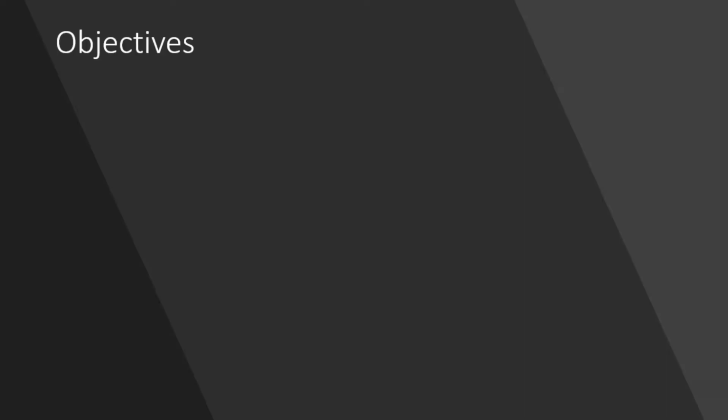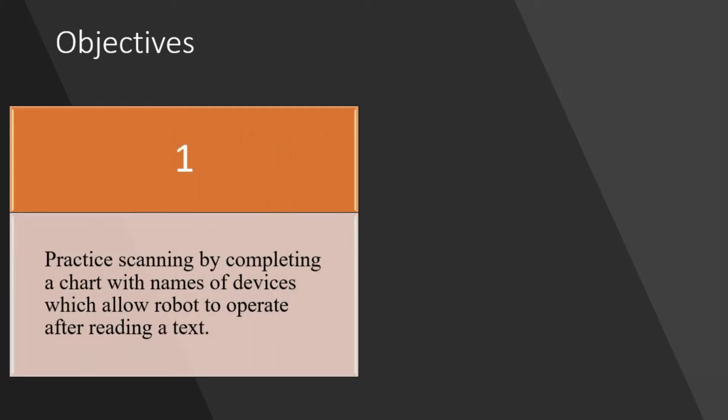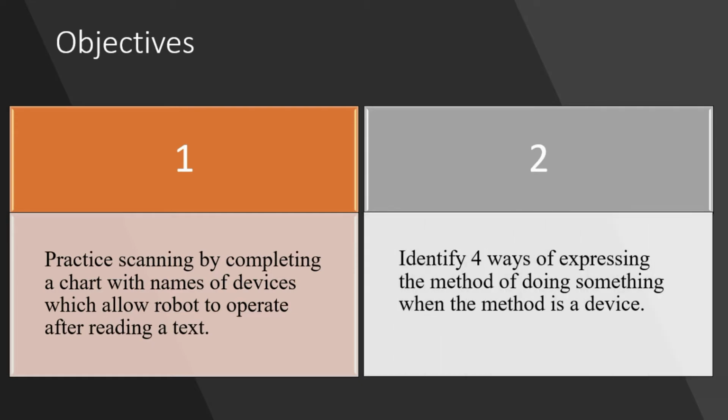In this lesson, we have two main objectives. Number 1, practice scanning by completing a chart with names of devices which allow a robot to operate after reading a text. This means that we're going to scan a text for specific information. Number 2, we will identify 4 ways of expressing the method of doing something when the method is a device.